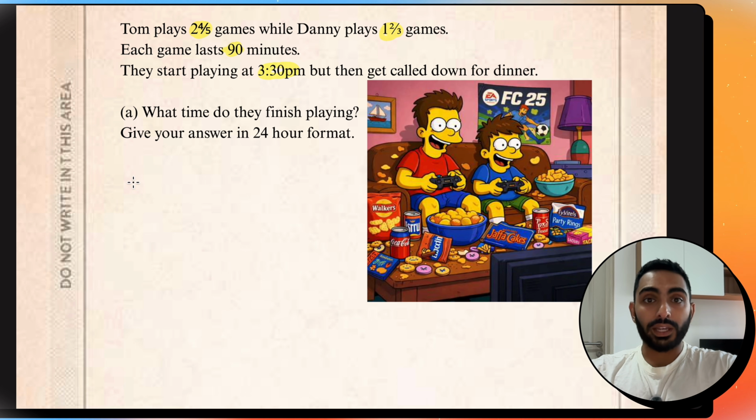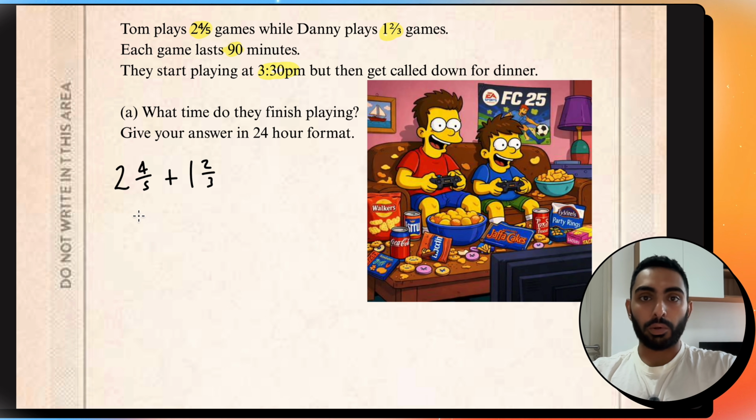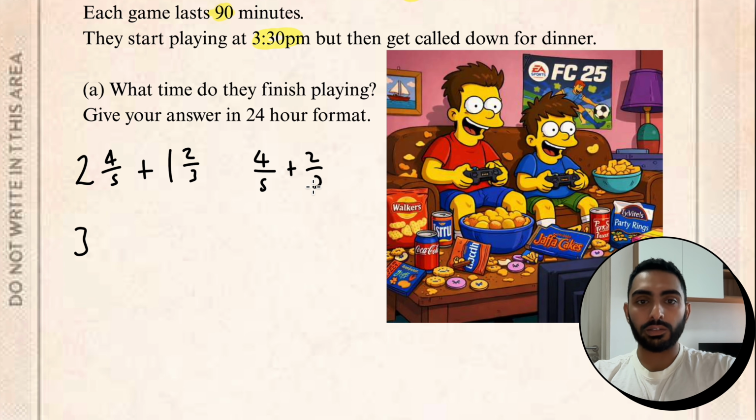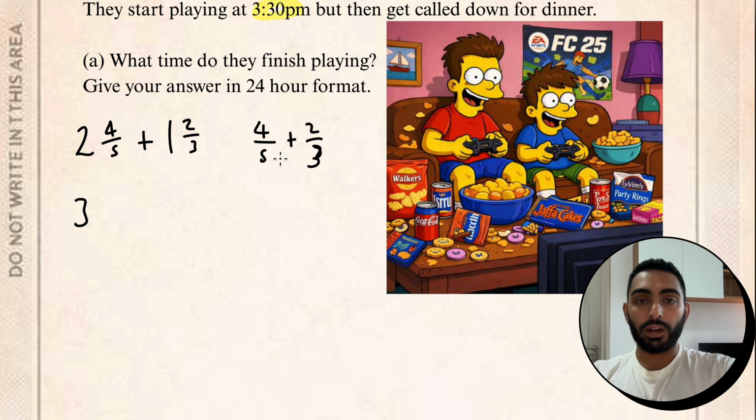Let's first work out how many games they're playing altogether. We're going to have 2 4/5 plus 1 2/3. The way that I would do this one, I'd probably just add the whole numbers up together, then add the fractions, and then just change it into a mixed number. You could just change it all into an improper fraction, but then you've got to work with larger numbers. 2 add 1 is 3, and I need to do this 4/5 add 2/3. Lowest common multiple of 5 and 3 would be 15.